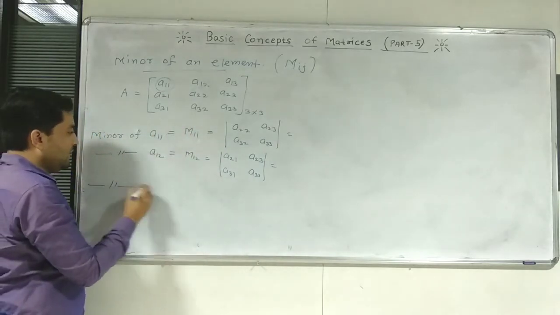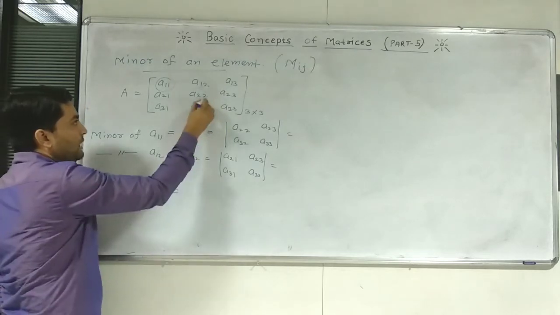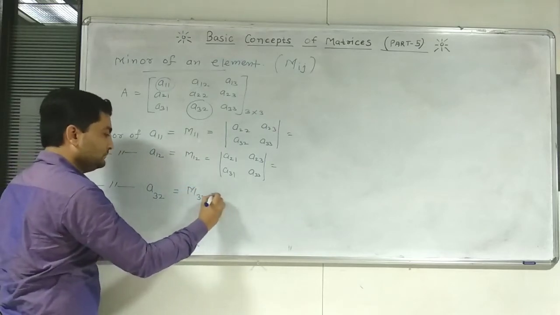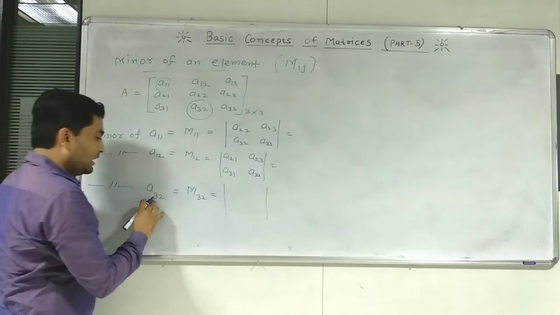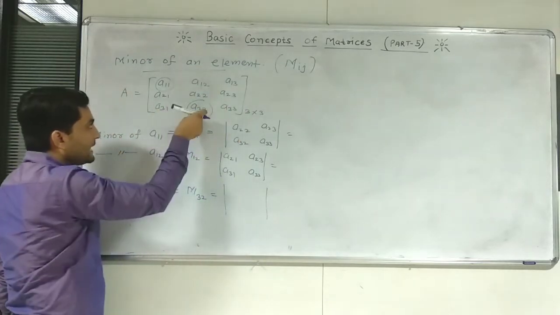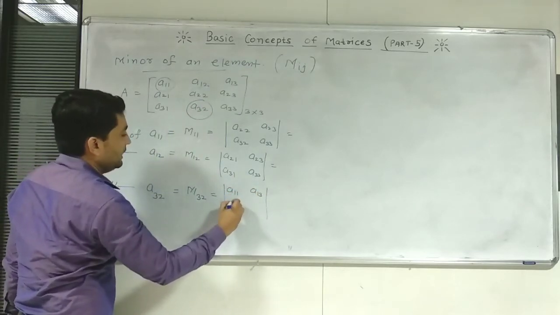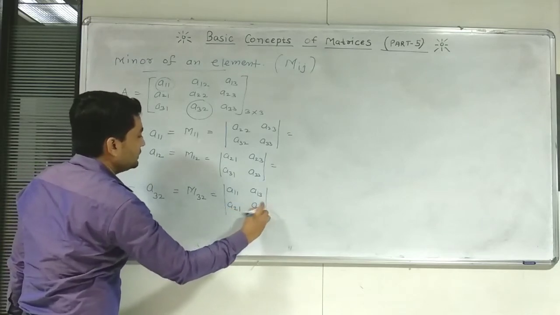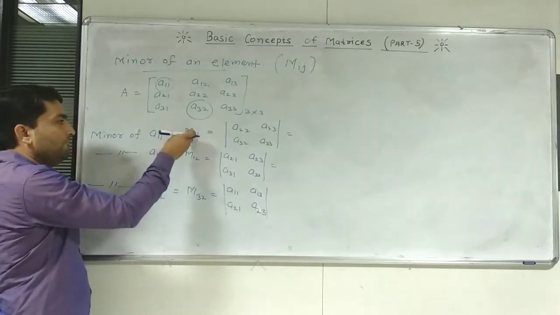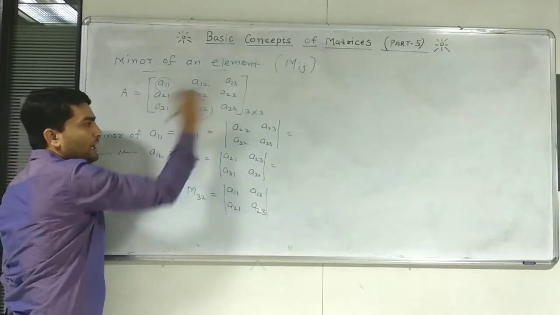Similarly, if you have to find out the minor of A32, that means the A32 element, this element, its notation is also M32. Now you have to remove the third row and second column. This is the third row and this is the second column. So after removing, we get A11, A13, A21 and A23, and we have to find out its determinant. So we get the values of M11, M12, M32, M13, M21, M22, M23 and so on.